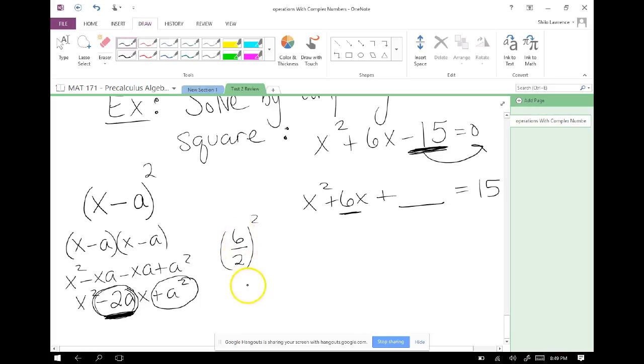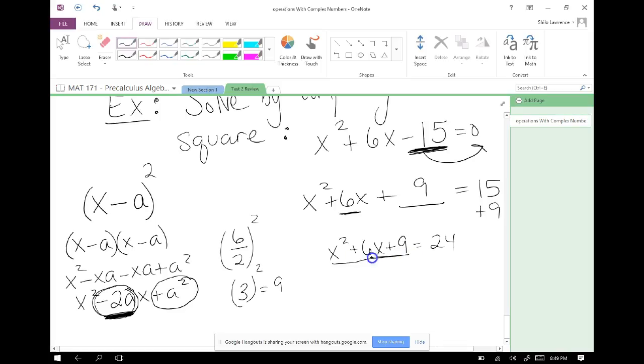So 6 divided by 2 is 3. 3 squared is 9. So I can add 9 right here as long as I also add 9 over here. We can do it as long as we do it to both sides of the equation. So this is x squared plus 6x plus 9 equals 24. So it's still the exact same equation that I started with. I just moved the 15 to the other side and I added 9 to both sides.